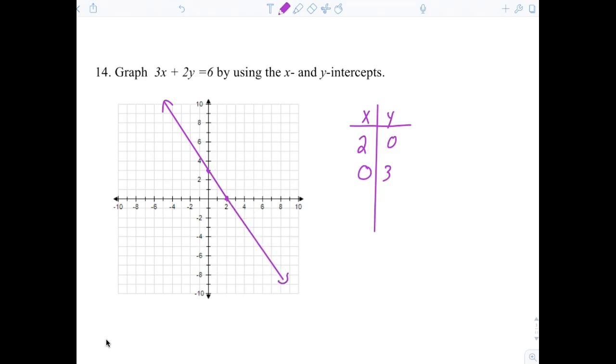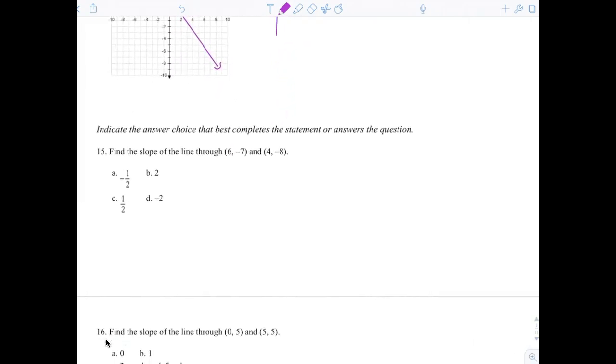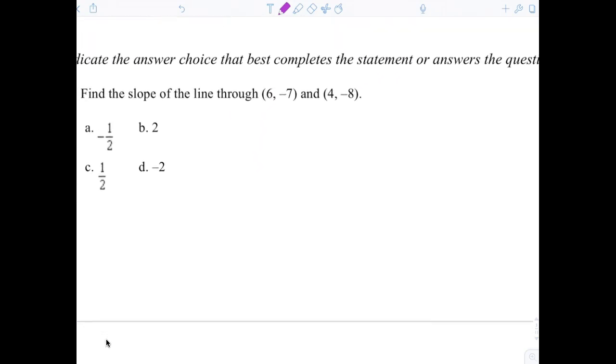All righty, guys. All right, here we go. 15. Find the slope of the line again. So, negative 7 plus 8 over 6 minus 4. 1 over 2. So far, so good?